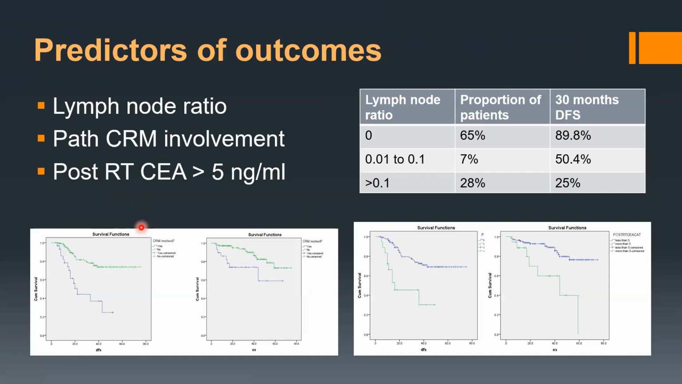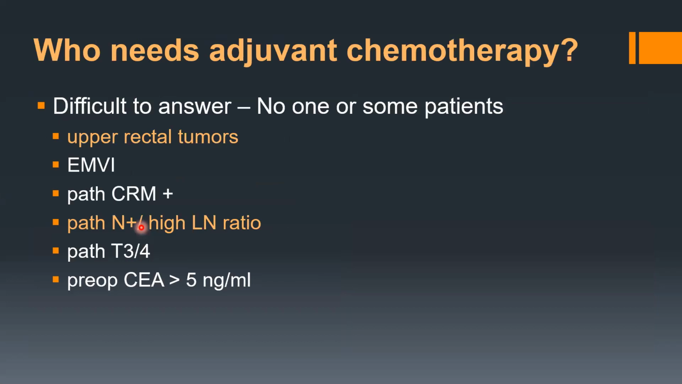Now, what are the predictors of outcomes in rectal cancer? One is the lymph node ratio, the number of positive nodes divided by the number of dissected nodes. The path CRM involvement and the post-RT CEA are all important criteria for predicting outcomes after the end of treatment. So therefore, who needs adjuvant chemotherapy? We may offer adjuvant chemotherapy to upper rectal tumors or path node positive or high lymph node ratio tumors.